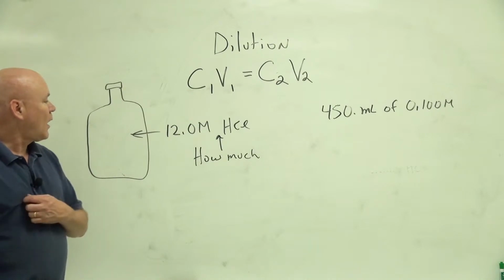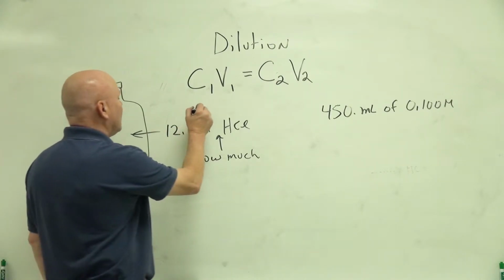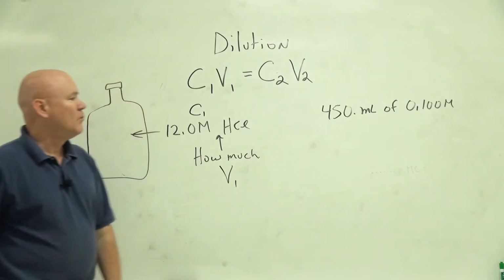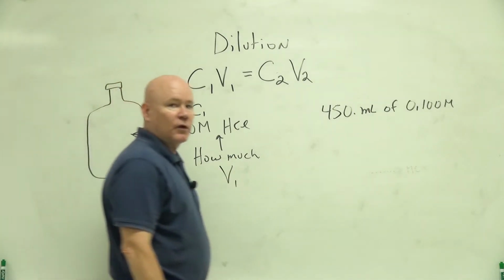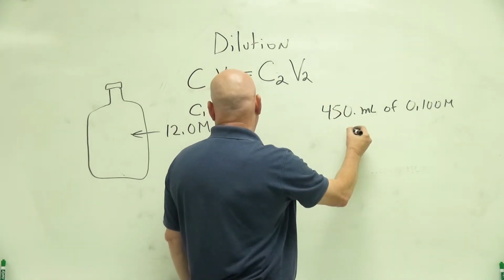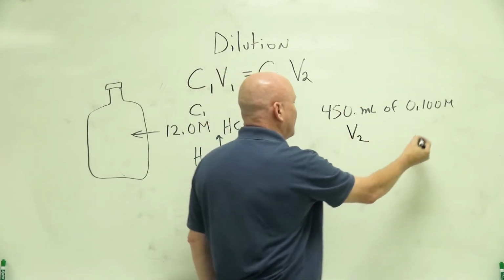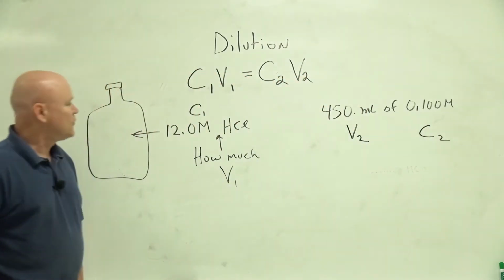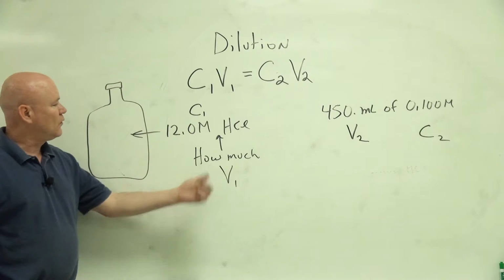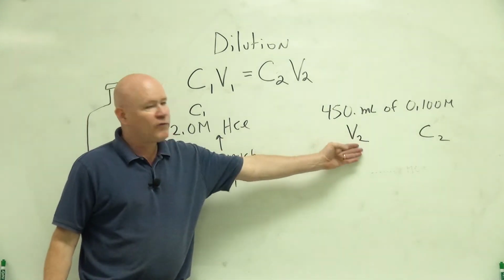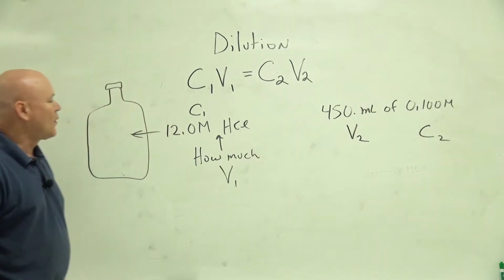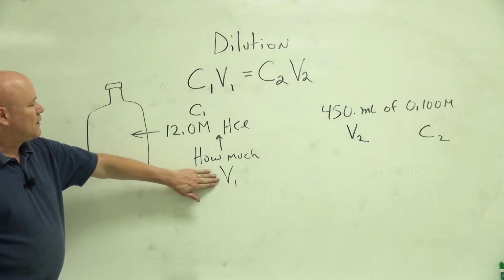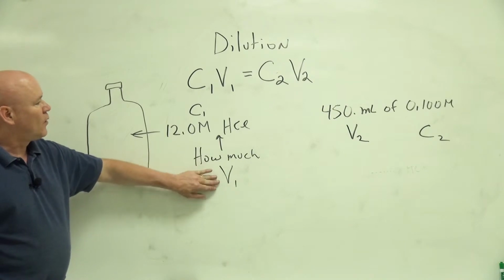And so, you know what? I'm going to pick that this one is C1 and the how much is V1 in milliliters. And so this would be V2 and this would be C2. I could have just as easily called this C2 V2, and I could have just as easily called that V1 C1. It does not really matter. And so what am I looking for? I am looking for V1, because I don't know what it is. I just know that I need some.